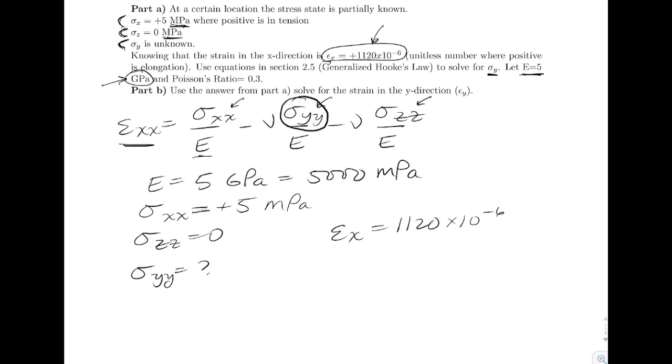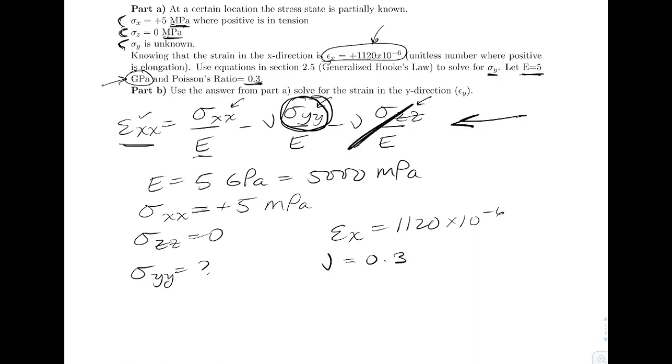So we're all set from an unknown and known point of view. We've got one equation right here, and that'll be our only unknown. We know both the other stresses. We know E. We know Poisson's ratio of 0.3. And so we also know epsilon xx. So we're going to use this one equation to solve for our unknown.